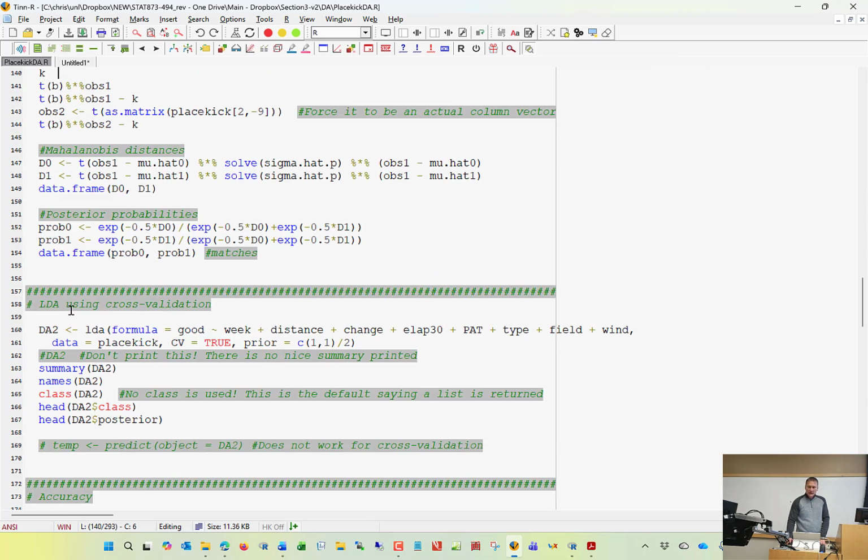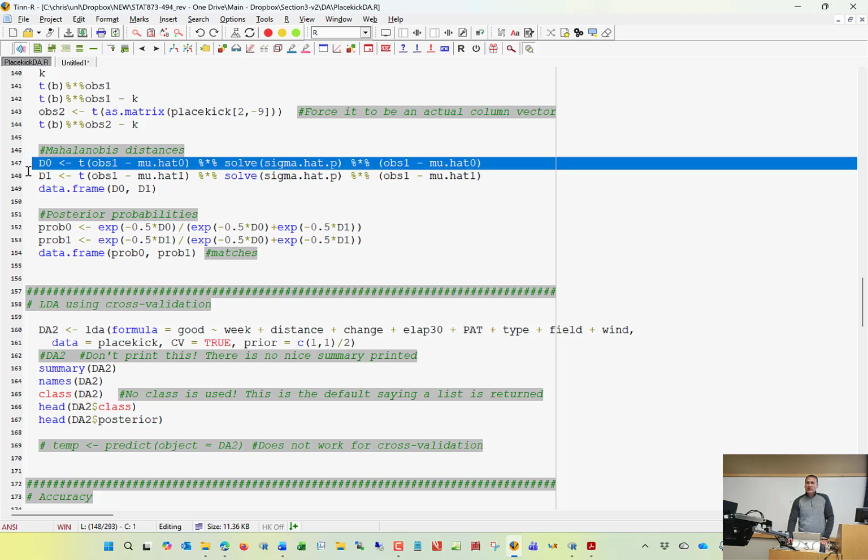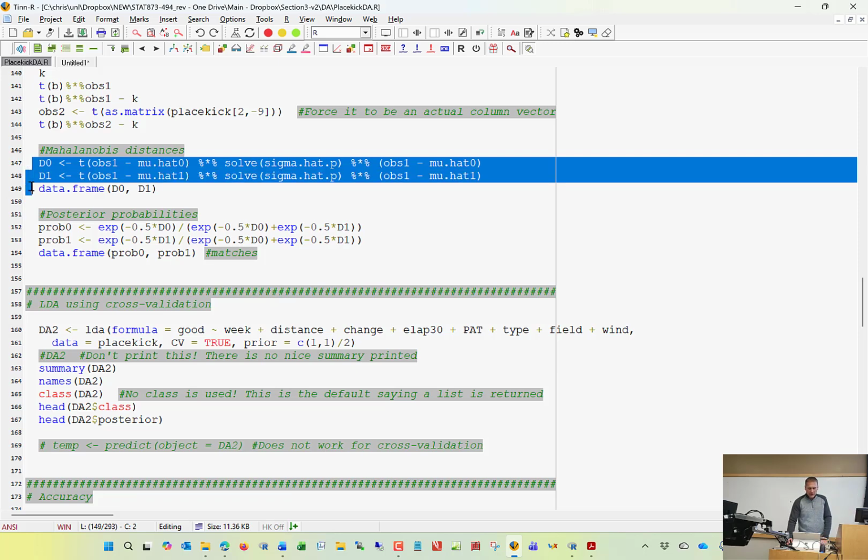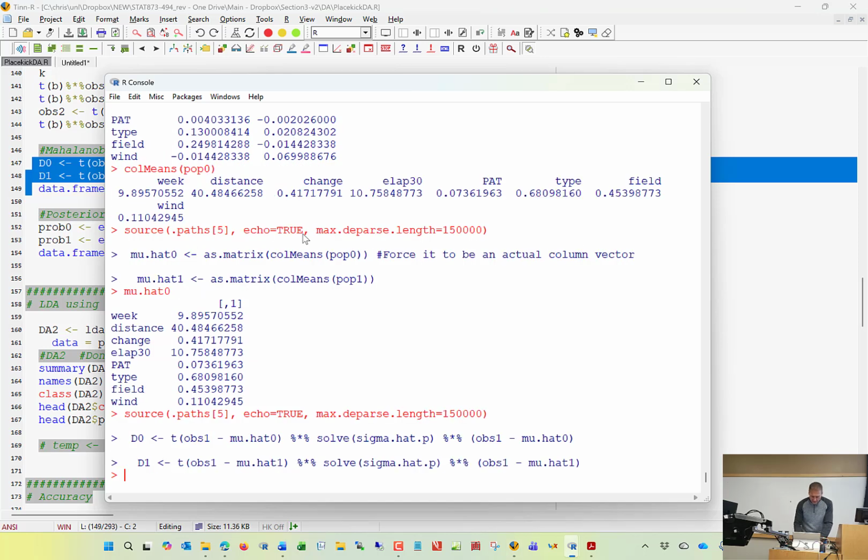Next, let's do the Mahalanobis distance. So here's my x, obs 1. I subtract off the mu hat for group equals 0. Use matrix multiplication to get the inverse. I say solve that pooled covariance matrix. Matrix multiplication, obs 1 minus mu hat 0 again. I get my distance. I put that into D0 for the distance to the good equals 0 group. Do the same thing for the D1s. This is what I get.